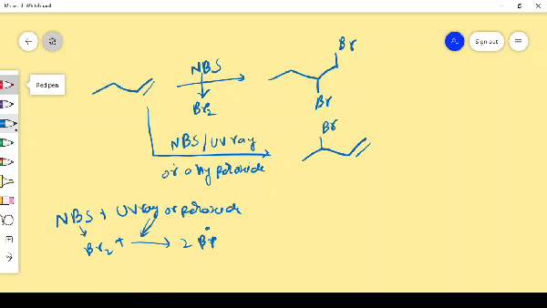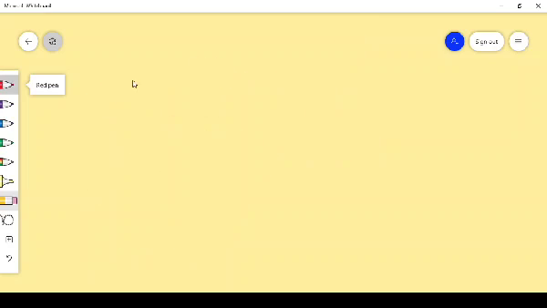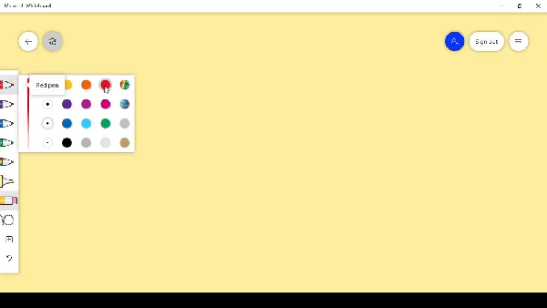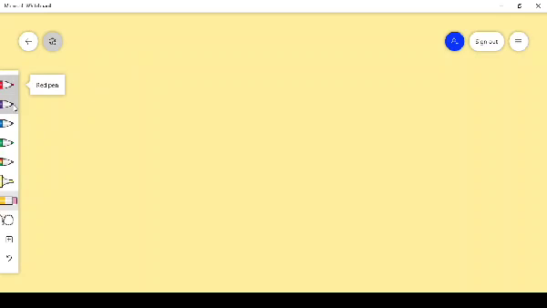Now there is another interesting aspect of this NBS. Let's look at the situation. Let's say I have reacted this species. So this is my alkene. If I do NBS in the presence of water, H2O, what should be my product? As water is present with NBS, this reaction will go like that. So let's look at the mechanism. If I write the structure of NBS, this is the structure of NBS, right? Now this double bond will attack on this bromine.